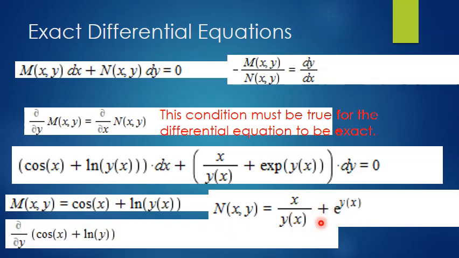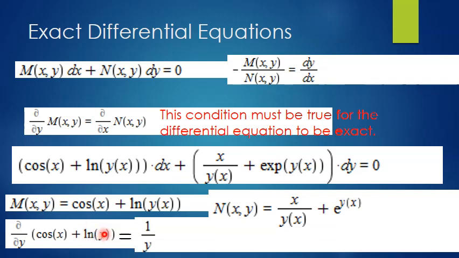Now we have to take the partial derivative of M with respect to y. So we have to take the derivative of cosine x, but it is just a function of x, and you treat all functions of x as constant, so that's 0, and the only thing that appears is the derivative of log of y, and that is 1 over y.